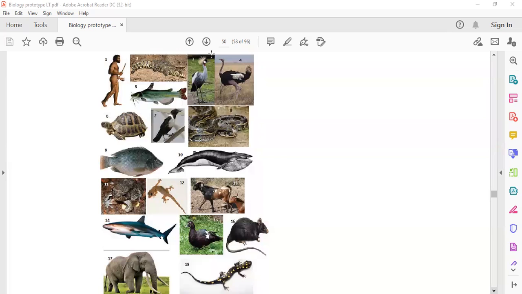Then number 7. Number 7, a bird. Which kind of bird? Because we have more than one type. See now, the word bird, when you say a bird, it means it is a general grouping. There are many birds. So this time we want you to be specific to which type of bird. Someone to identify number 7.